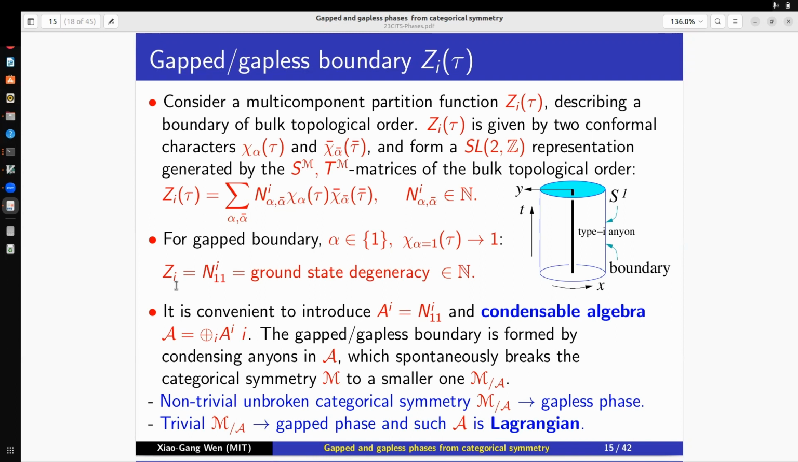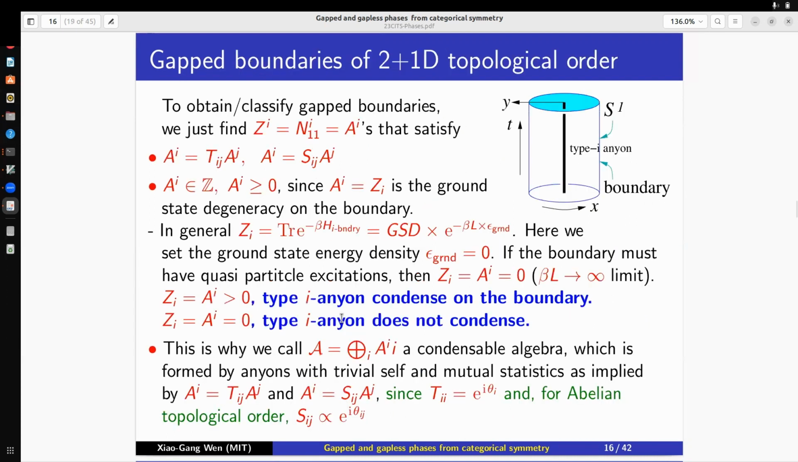Okay, so this is the picture. And so how to describe this partition? How to compute this partition function, or this AI? How to compute this AI?